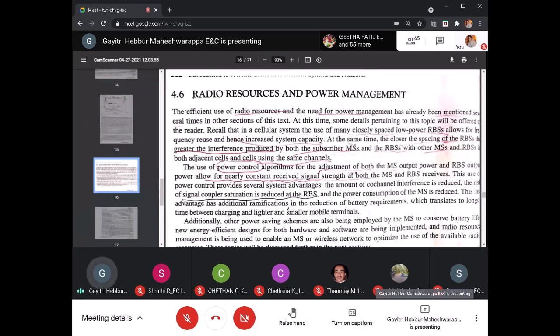So the amount of co-channel interference is reduced, the risk of signal coupler saturation is reduced, and the power consumption of the MS is reduced. These are the advantages, and an additional ramification is the reduction of battery requirements, which translates to longer time between charging and, later, smaller mobile terminals. So these are the advantages of power control algorithms, right?